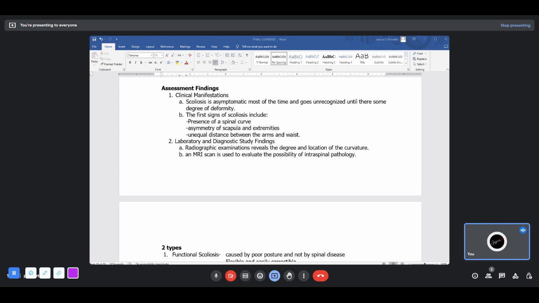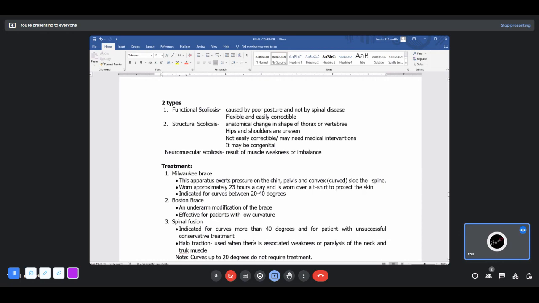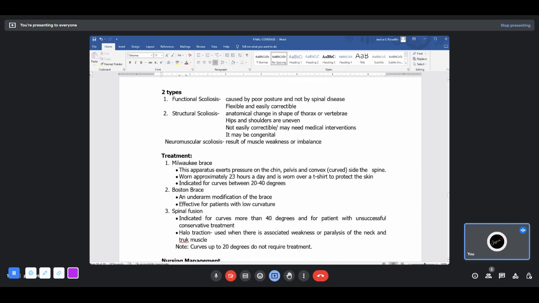We also have types of scoliosis. The first is functional scoliosis, and the other is structural scoliosis. Functional scoliosis is caused by poor posture and not by spinal disease. It is flexible and easily correctable. It can still be fixed. Structural scoliosis is an anatomical change in the shape of the thorax or vertebrae. Hips and shoulders are uneven. It is not easily correctable and may need medical interventions.